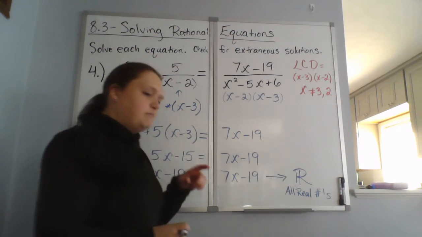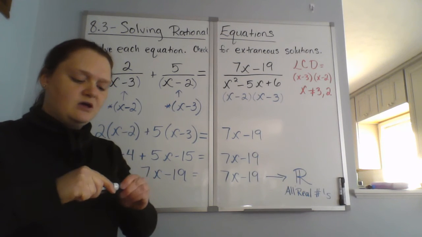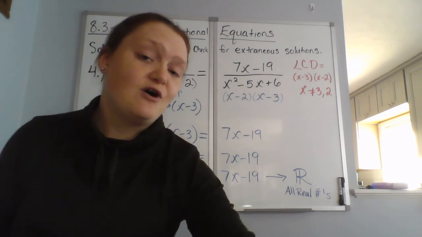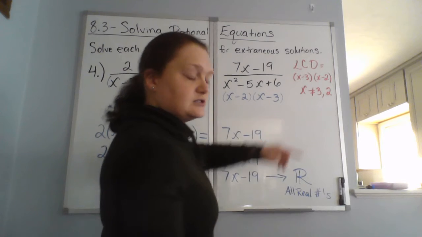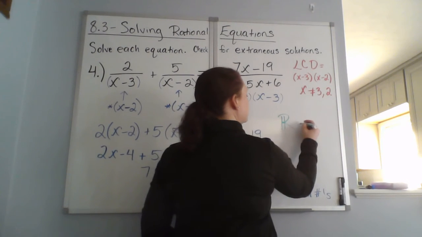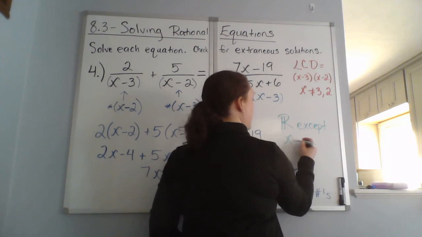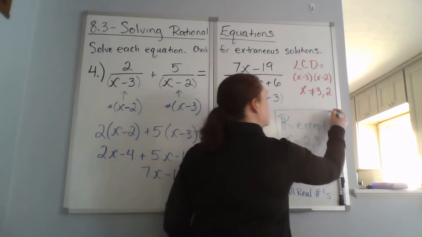All right. But we know that this problem had domain restrictions, so that can't be our final answer. So the question then becomes, well, what is the final answer? Well, if we're supposed to have all real numbers, but we had two numbers that were restricted, our final answer is going to be this. We can say it is all real numbers except x equals 2 and 3. That's one way to say it.